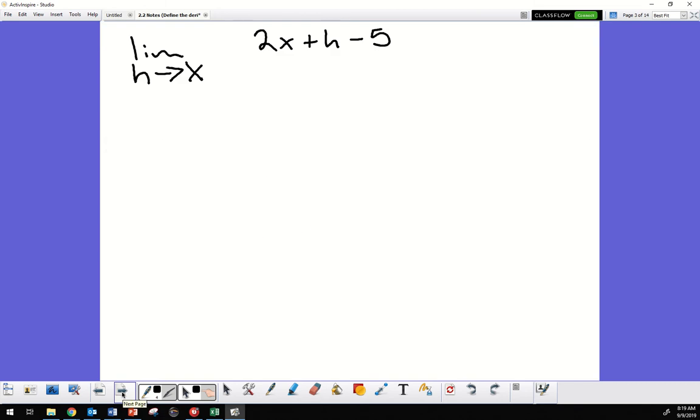All right, so now what can I do? Yeah, plug in. So it's going to end up equals 2x plus h minus 5. So that's going to give me... no, bad. I said plug in. I keep saying it, but it's not happening. So it's going to give me 3x minus 5.